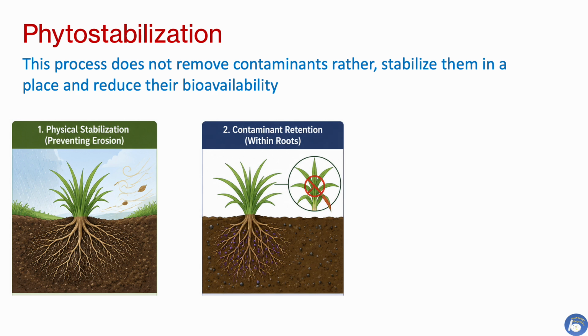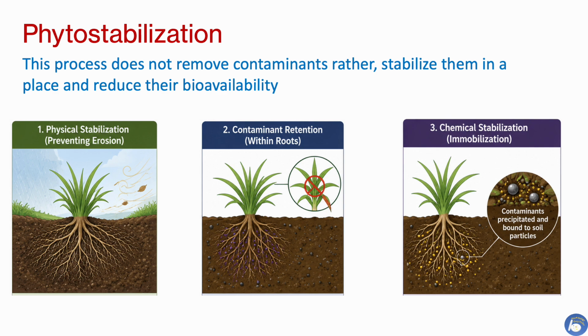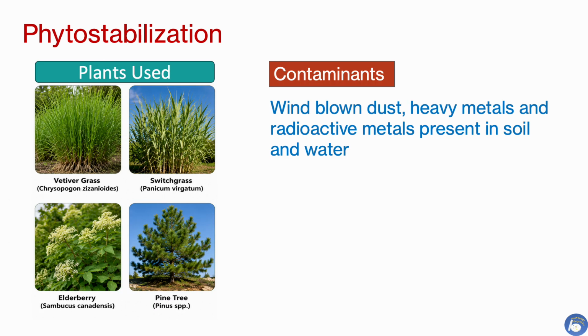Plant roots absorb contaminants and store them strictly within the root system and do not allow contaminants to travel up into the shoots and leaves. Plants release exudates that precipitate heavy metals into the form of less soluble non-toxic substances. These compounds bind to soil particles and remain there. Some examples of plants that can be used for phytostabilization: vetiver grass, switchgrass, elderberry, and pine tree. Contaminants that can be treated by phytostabilization: wind-blown dust, heavy metals, and radioactive metals present in soil and water.